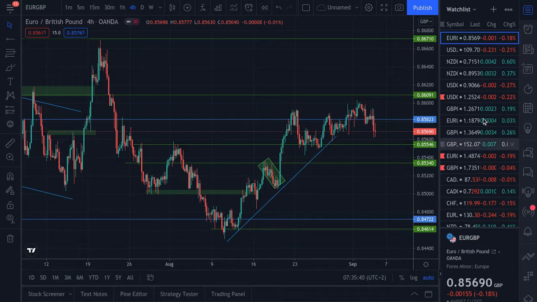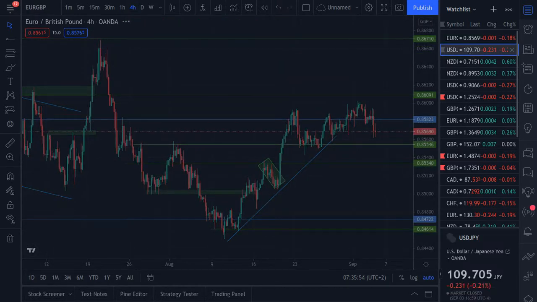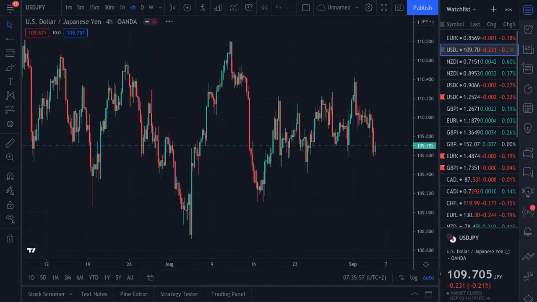So I was actually thinking of doing this market analysis on Mondays, just to show you guys the pairs that I'll be looking at and how they perform after I've analyzed them.